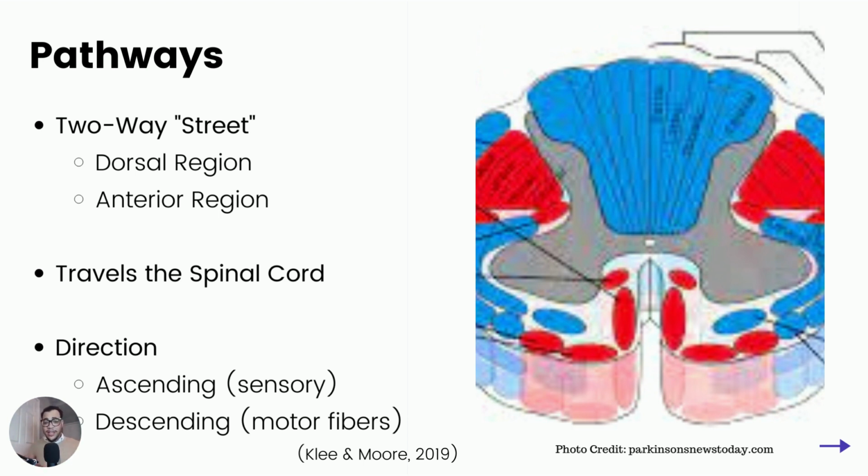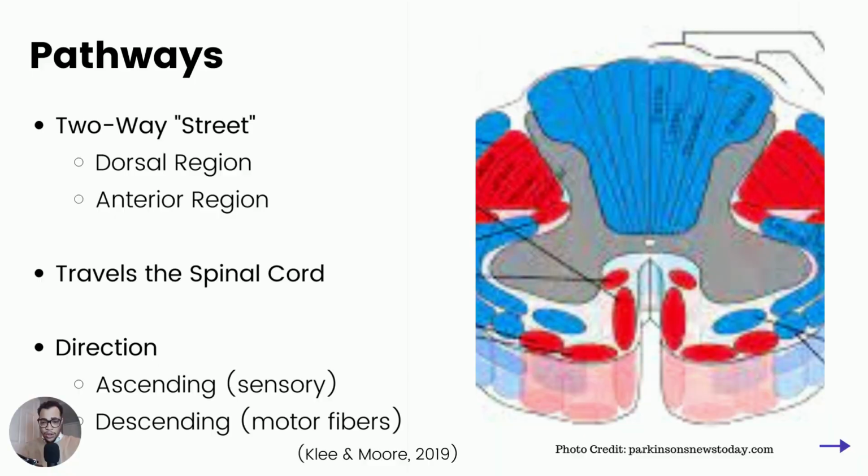So what we're saying is sensory signals go from the body upwards to the brain to be processed and felt. And then when we're saying descending, we're saying that messages are going from the brain to the body, such as motor, to make movements.